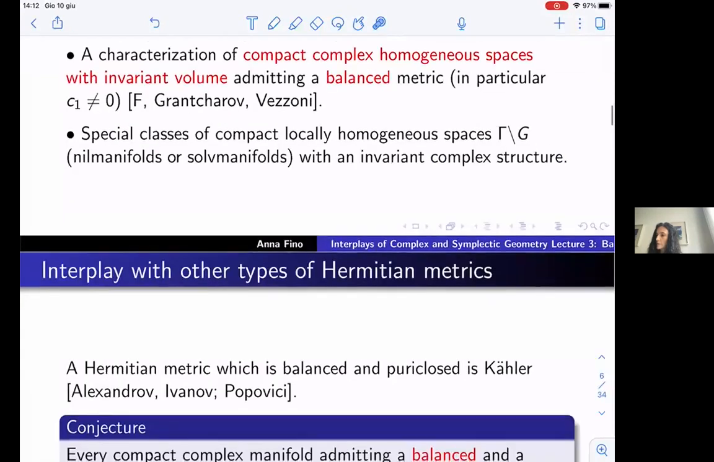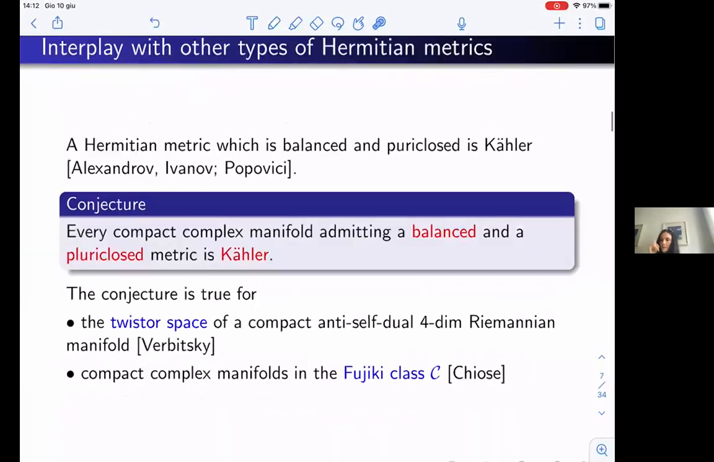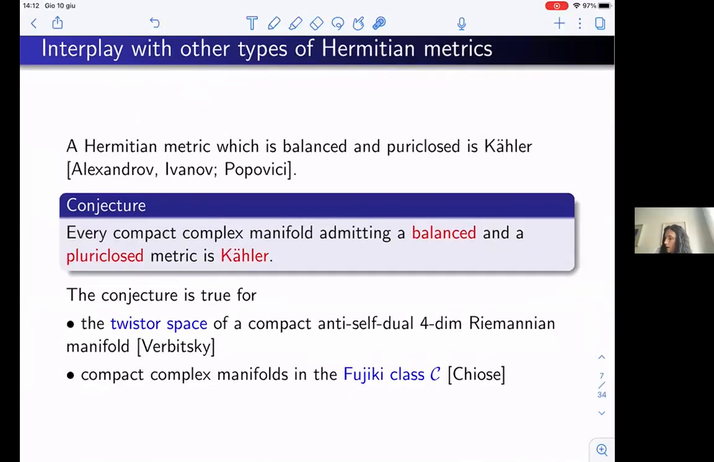So let's go back to the first lecture, right? In the first lecture, we saw many things, or some things, about pluriclosed metrics. So one can see the interplay with these different types of metrics. So the first thing that one can ask, J is fixed. So we have a complex manifold and J is fixed.